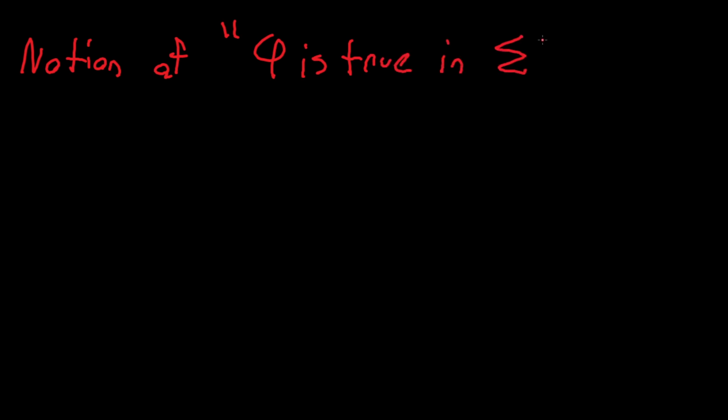Okay, so what's our next goal? Well, now we have a theory, but what do we want to do with that theory? We want some notion of "phi is true in sigma." We want to develop some formal notion that intuitively says this.